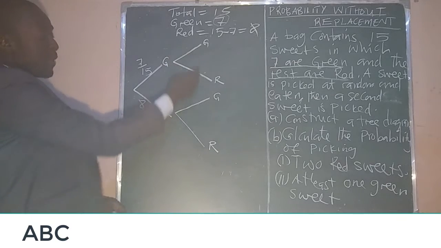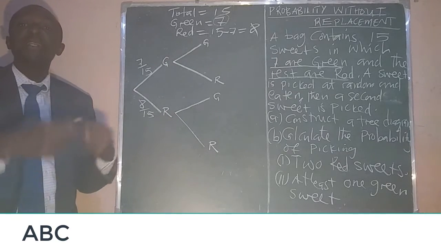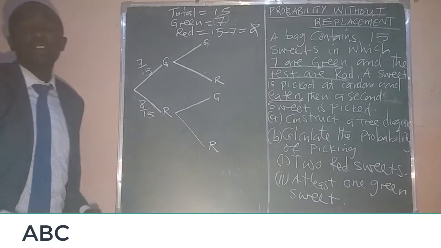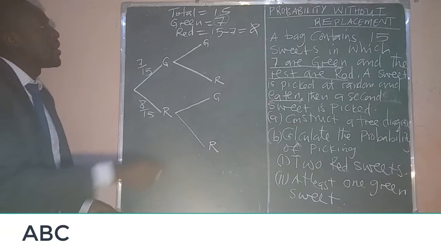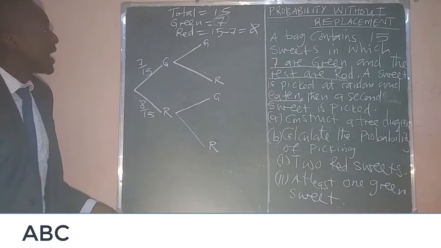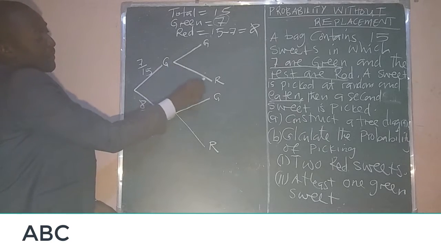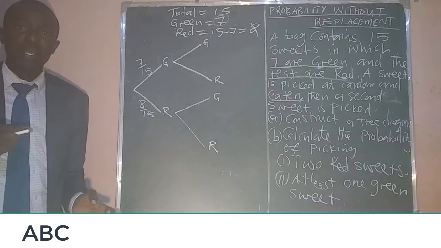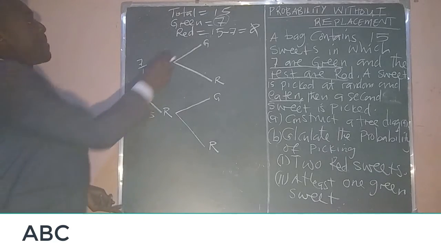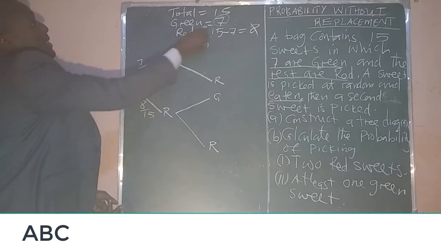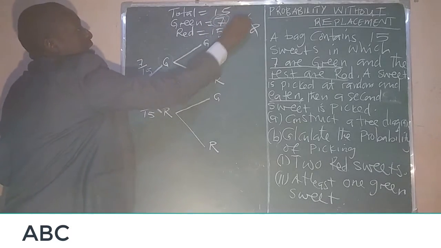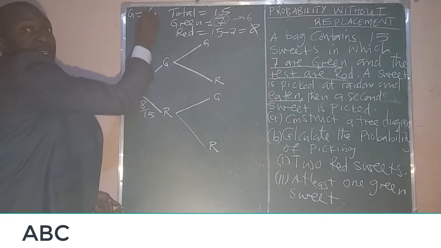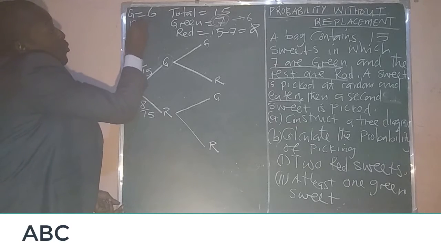Now we have to be careful when we come to this side, because now the numbers are reducing in the bag because the sweet was eaten. It means it was not replaced in the bag. So now here is how we are going to calculate the probabilities. When you come to this one, you consider green. Suppose from the bag you get a green sweet and you don't replace it. It means the number of green sweets will reduce. From 7, you are now going to have 6 green sweets.